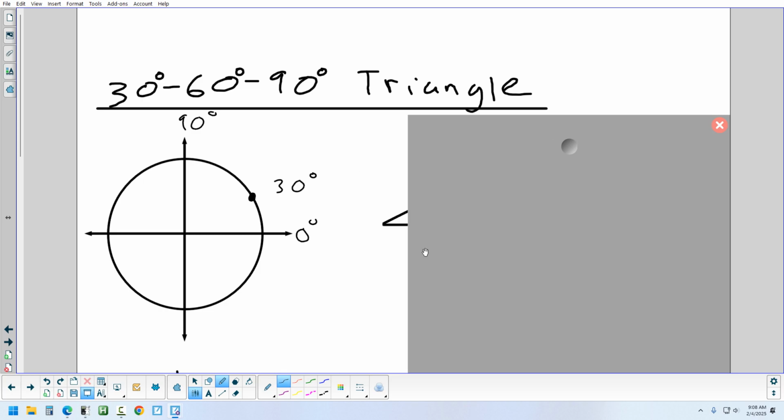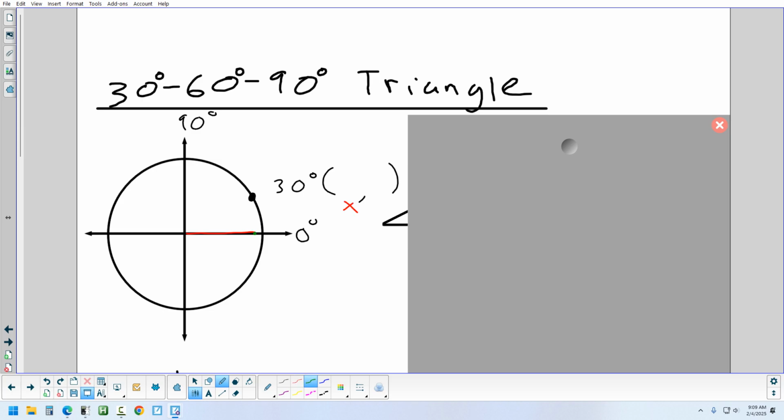Okay, and remember, the goal is to figure out the coordinate for 30 degrees. So what shape do you think we're going to make again to do this? Triangle. Yep, I'm going to make a right triangle. That side that I just drew in red is going to be which letter of my coordinate? Yep, that's my x. X is the distance you travel horizontally.